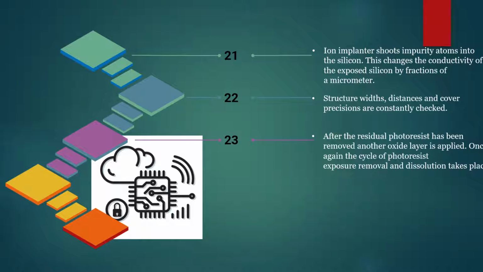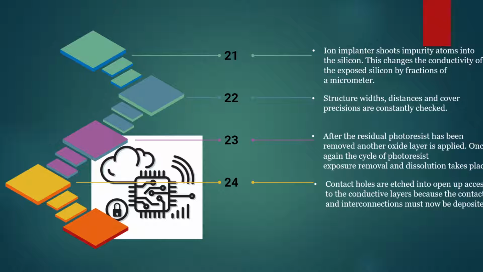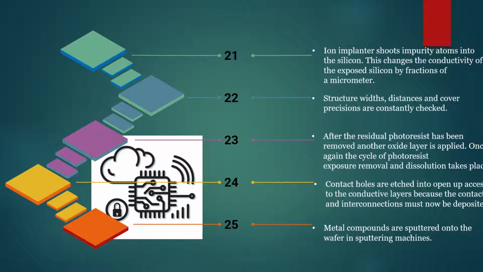After the residual photoresist has been removed, another oxide layer is applied. Once again, the cycle of photoresist exposure, removal and dissolution takes place. Another oxide layer is applied on top of it. Contact holes are etched in to open up access to the conductive layers, because the contacts or interconnections must now be deposited. Metal compounds are sputtered onto the wafer in sputtering machines.